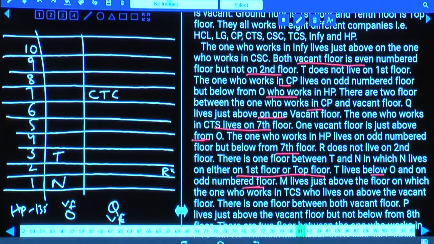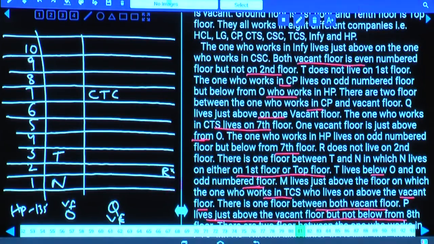M lives just above the floor on which the person who works in TCS lives, who lives just above the vacant floor. The person who is working in TCS is living just above the vacant floor. There is one floor between both the vacant floors. It could be either 4 or 6, or 6 or 8, because the vacant floor is an even number floor. And P lives just above the vacant floor but not below the 8th floor. Now, P is living on or above the 8th floor, whereas below this P, there is a vacant floor.